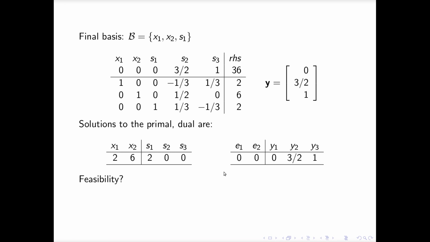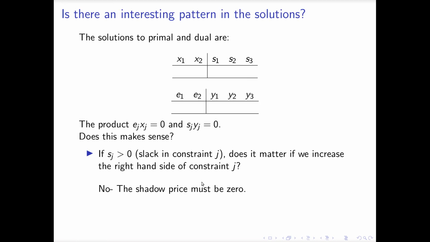Let's see if I can see that back here. If I take X1 times E1, I get 0. X2 times E2, I get 0. S1 times Y1, I get 0. And I get 0, and I get 0. Good. So whenever I do those two products, I always get 0.